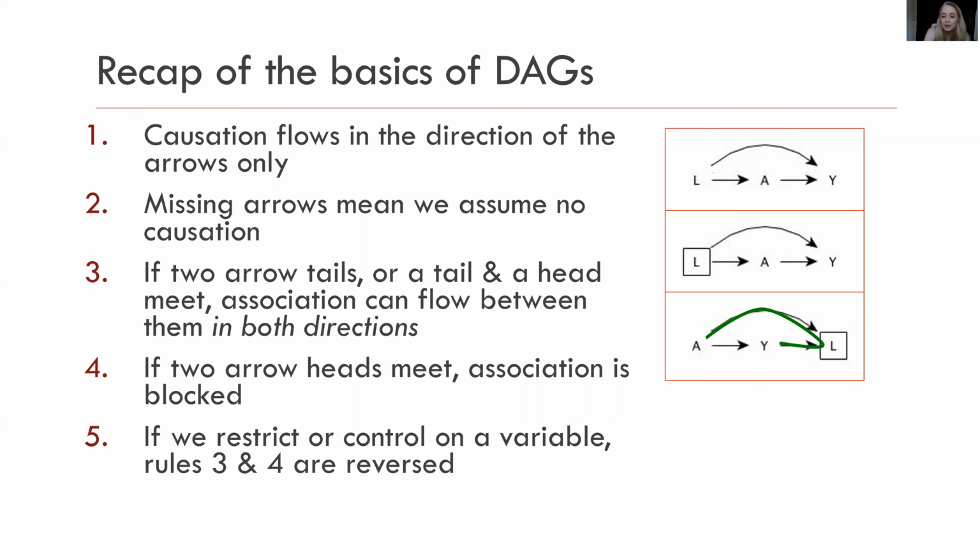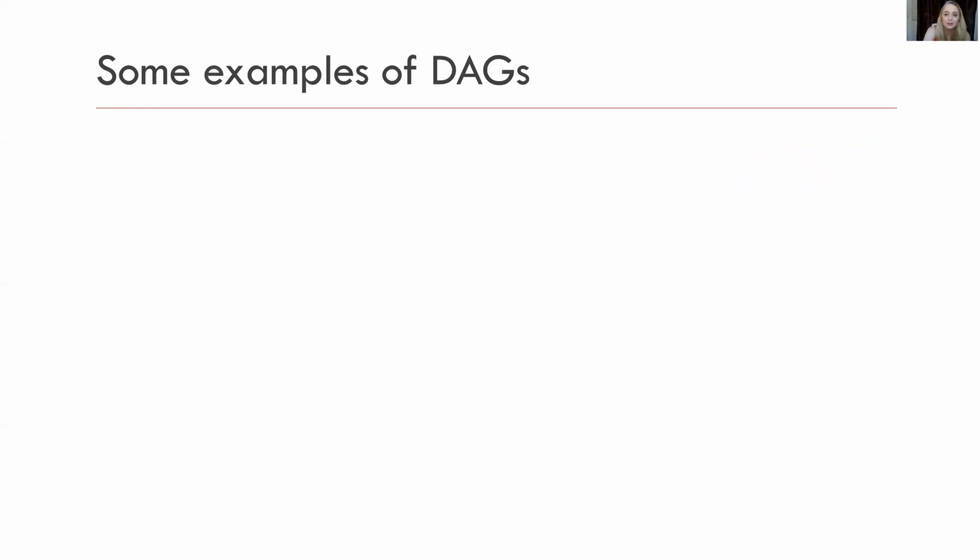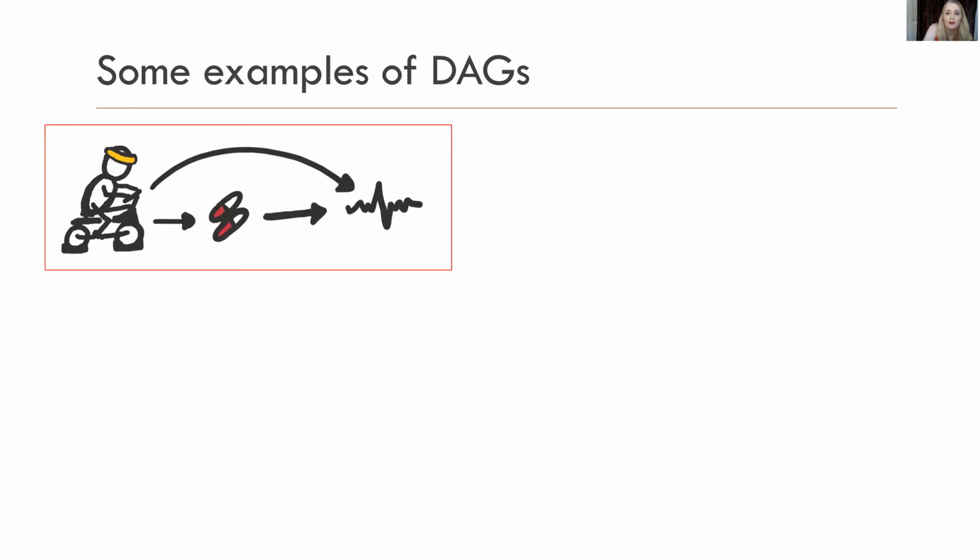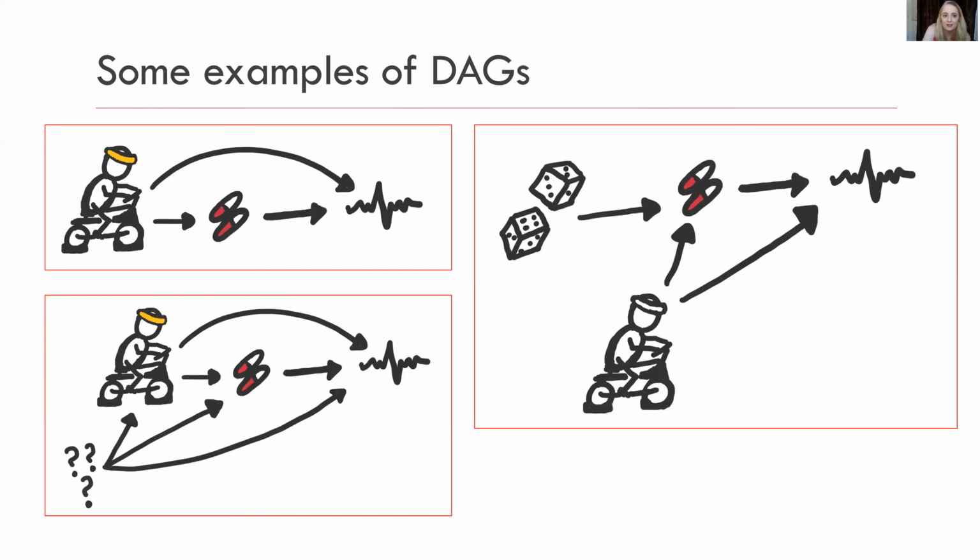And if we restrict, we reverse the rules. So when we restrict and we have a fork, association is blocked. If we restrict and we have a collider, association is allowed. So let's go through next a few examples of some DAGs and what they might tell us.